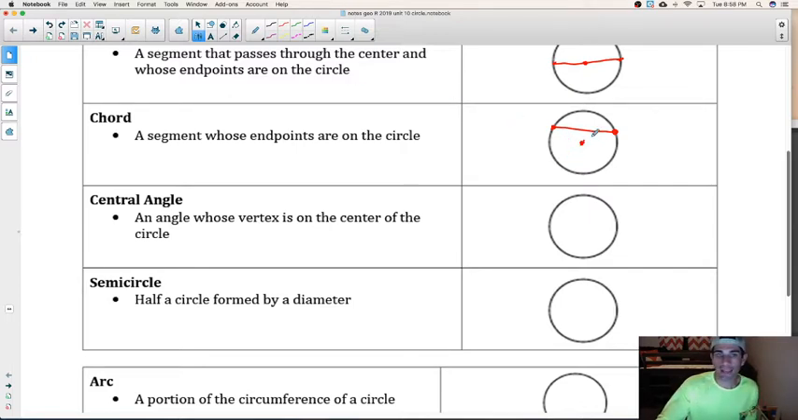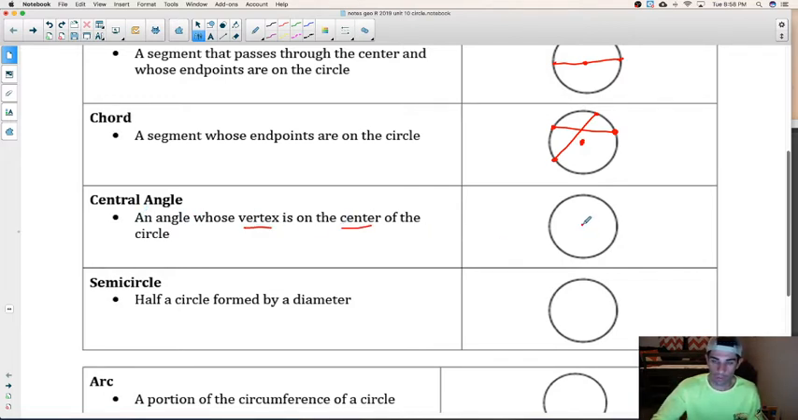All right, so the diameter goes through the center, but the chord doesn't. There's your important part. Okay, so yeah, I could draw it there. I could draw another one over here. Okay, it's connecting the two spots there, but they're not going through the center. Okay, that's a chord.